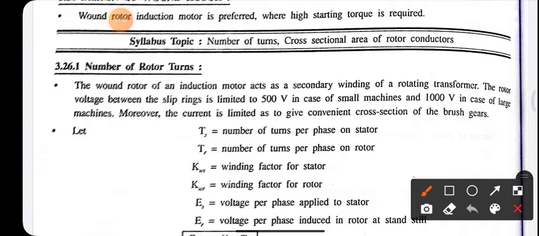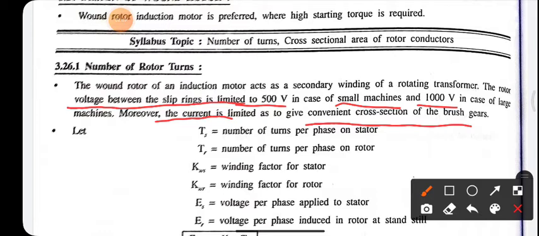Now what happens, the rotor voltage between the slip rings is limited to 500 volt in case of small machines. That is, for small machines the voltage limit between the slip rings is 500 volt, and 1000 volt in case of the large machines. Also the current is limited to give a convenient cross sectional area to the brush gears. So these are the factual data: for smaller machines the brush voltage limit is around 500 volt, whereas for larger machines it is about 1000 volt.